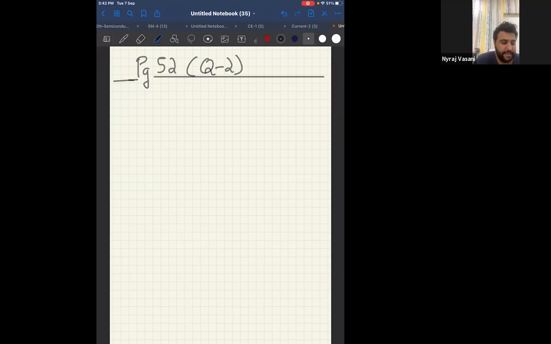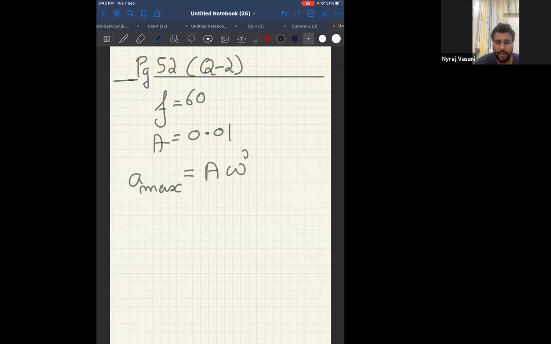Okay. Now, what they are saying is the amplitude of a particle executing SHM with the frequency, that means frequency is given is 60 hertz and the amplitude is 0.01 meter. What is the maximum value of acceleration? Now tell me, what is the formula for acceleration which is maximum? The formula is A omega square, correct? Answer is A omega square, the formula.